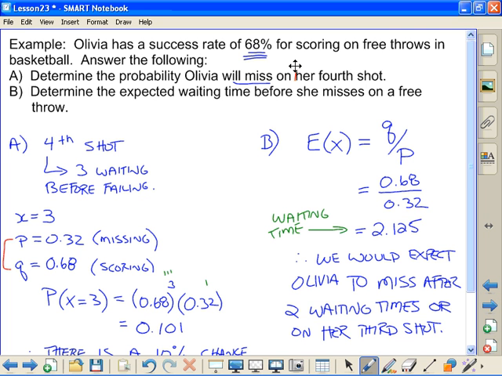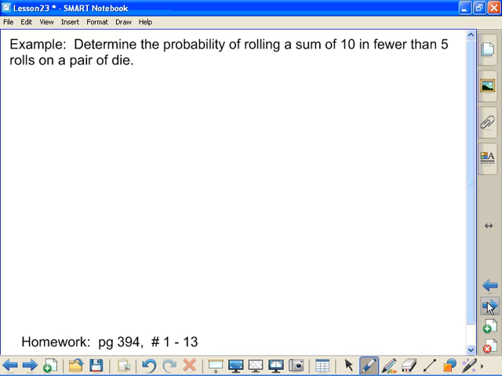On the previous example, it said her fourth shot. So it was exactly on her fourth shot, not less, not more. As soon as you see that term at least or fewer or more than, that's when it is necessary to go into that tabular form to make the calculations, because fewer than five rolls means 1 roll, 2, 3, 4, 5. So we need to know the probability of 1 through 4.